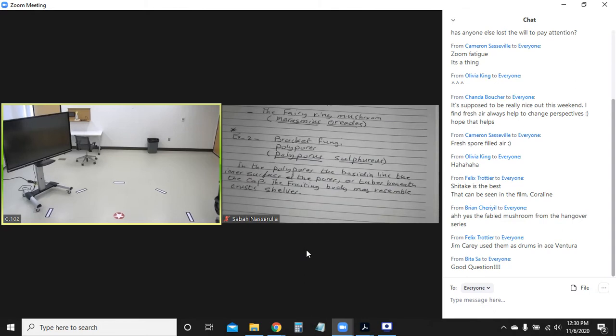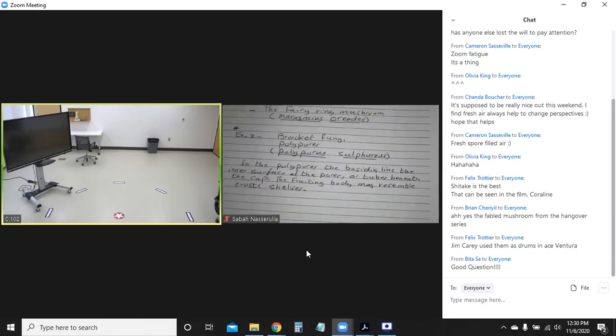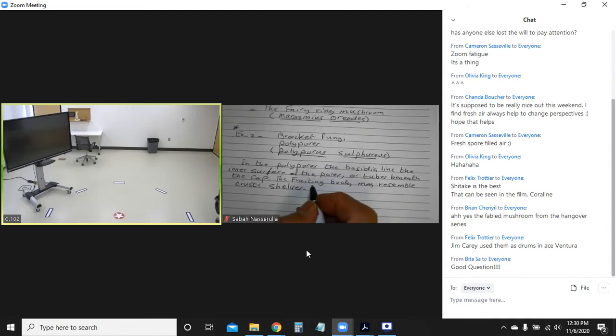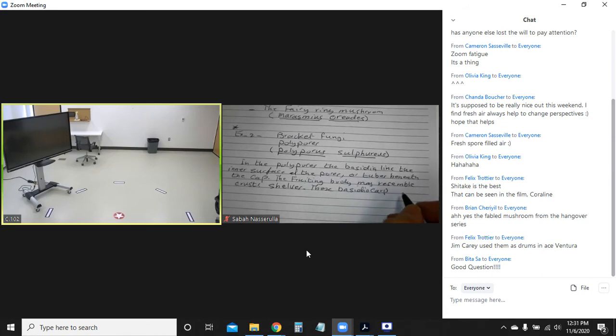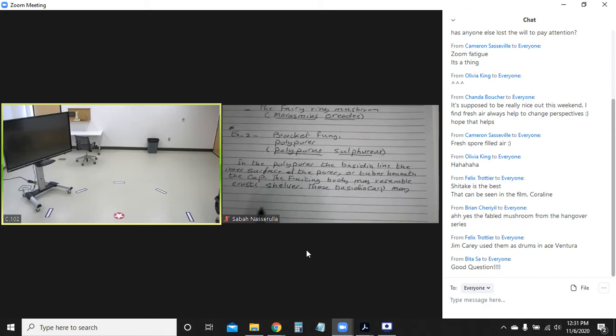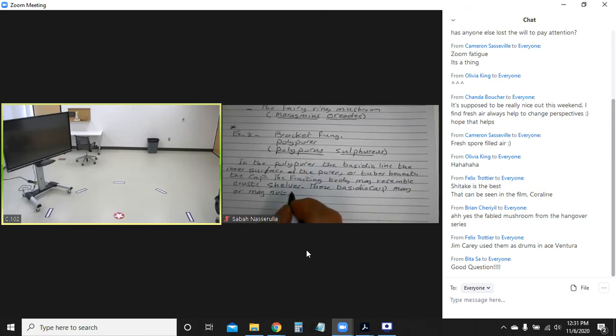Now, most of these, as you can see, are the bracket fungi. They are sitting on the wood, so basically they don't have any stalk, maybe some of them do, but in general that's what they are. And to mention to you that these basidiocarps, the fruiting bodies, may or may not have a stem. Sometimes they are sessile.